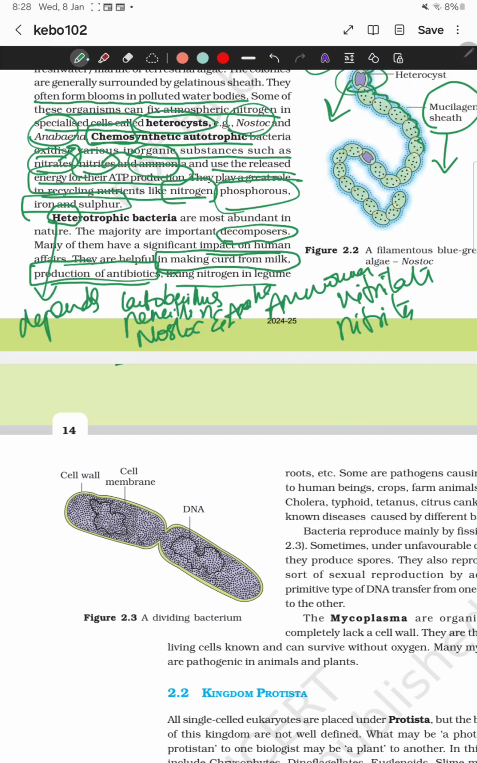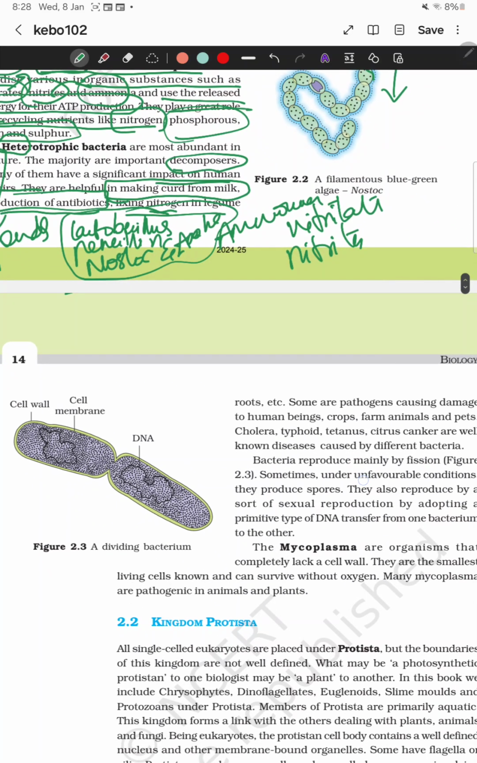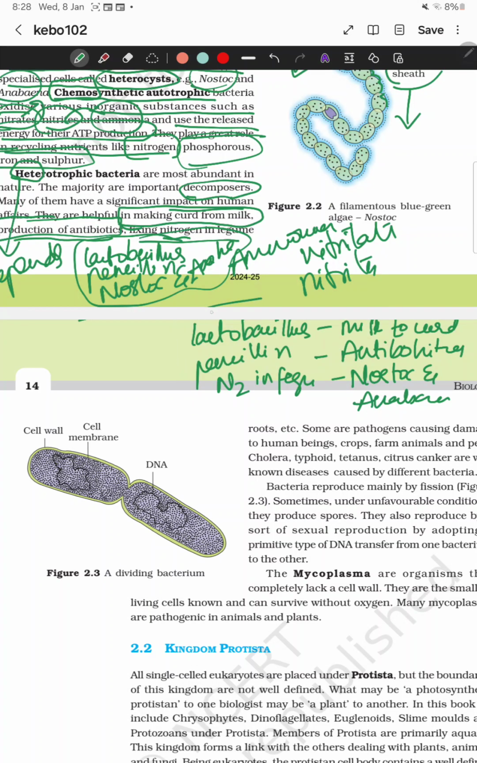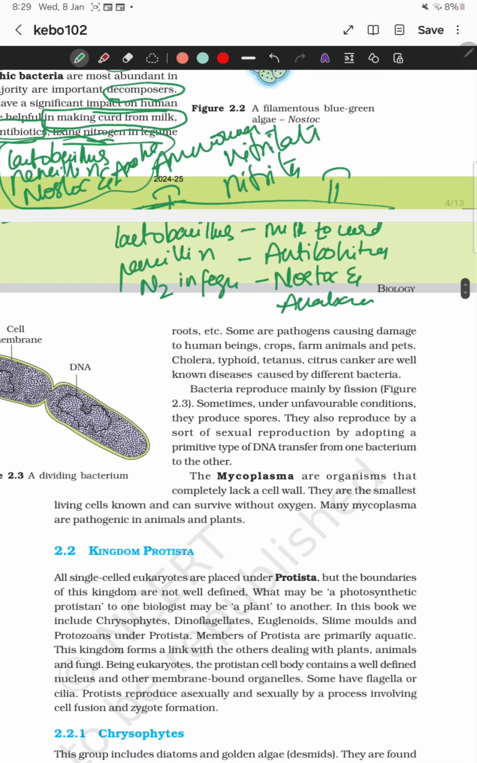These can also be asked as matching questions, match the following from column 1 and column 2. Some of them are useful, some are decomposers, and some are also pathogenic, causing damage to humans, animals, crops, farm animals, and so on. Cholera, typhoid, tetanus, and citrus canker are well-known diseases caused by bacteria. Bacteria are both harmful and beneficial.